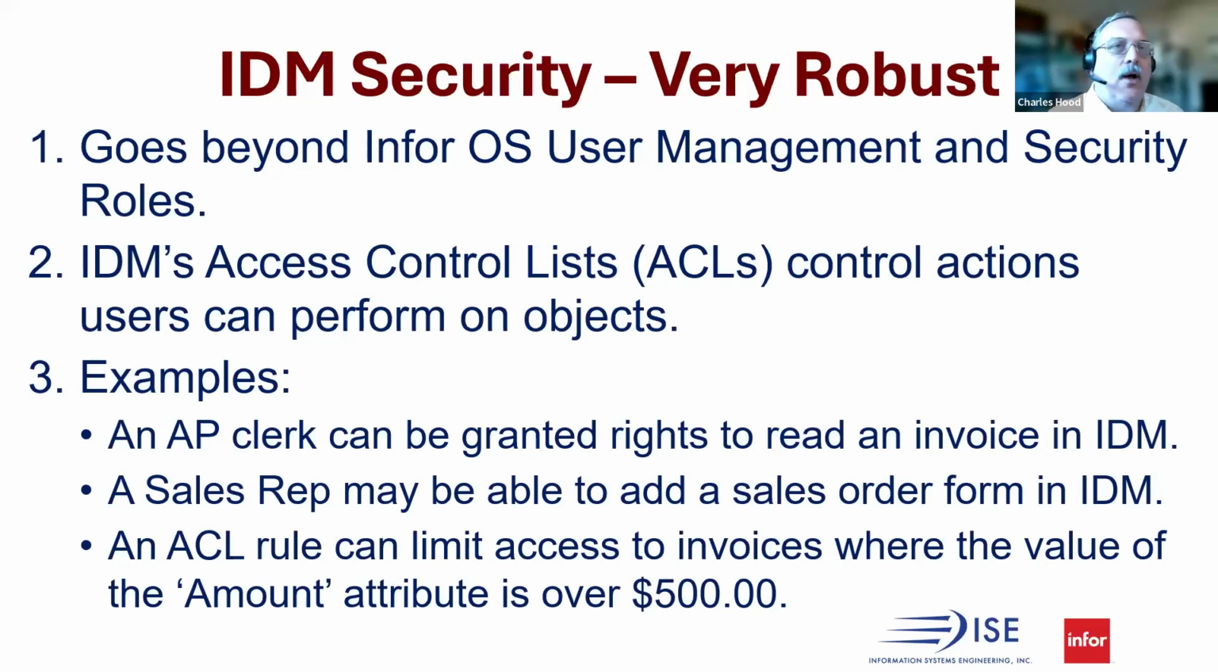So it's not just who can do what to what documents. You can also set up an ACL rule based upon document attributes. So for example, in my third bullet point there, you can limit access to invoices where the value in the amount attribute is over 500. So only certain people can see the real top dollar invoices. So the ACL rules are very, very granular. And you can really have very tight control over who can see what documents and who can check in, check out, change, read, archive, delete, etc.